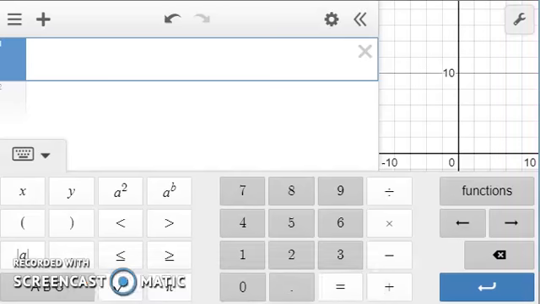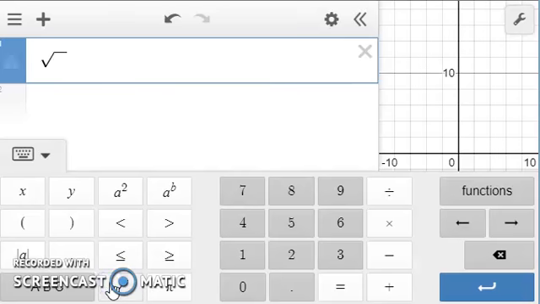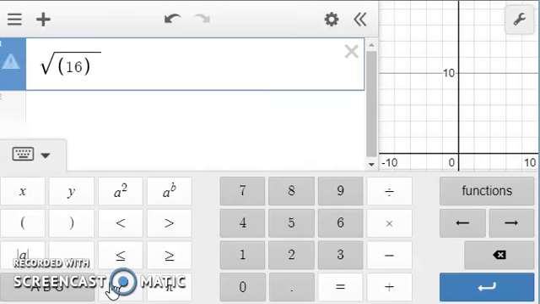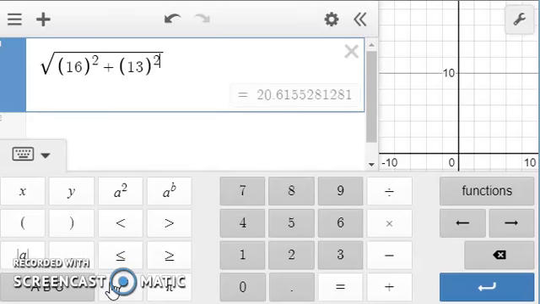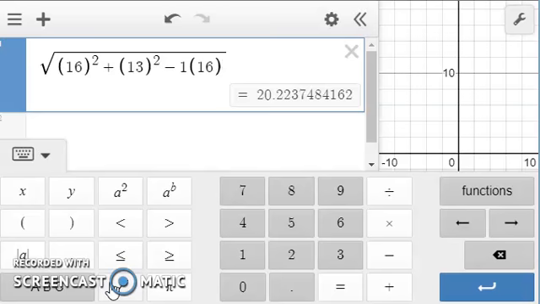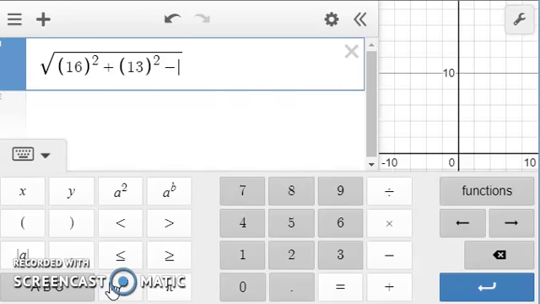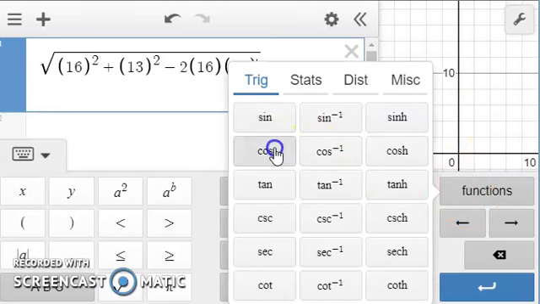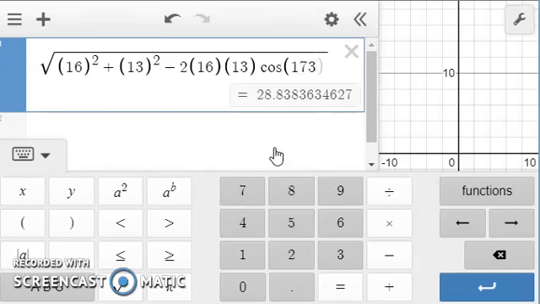So here's our calculator, and we need to input the square root of 16 squared plus 13 squared minus 2 times 16 times 13 times the cosine of 173.